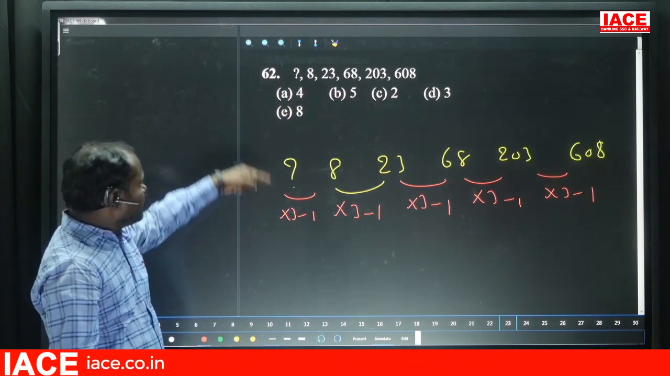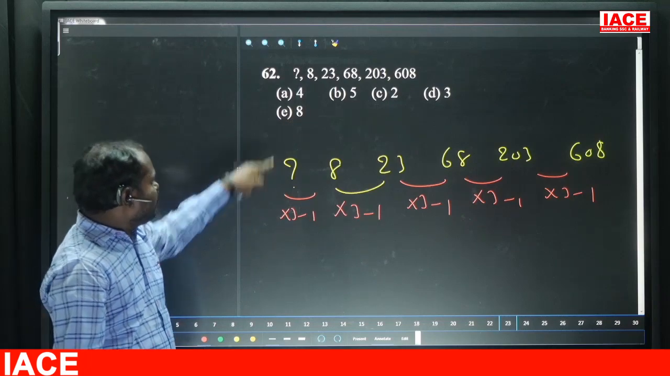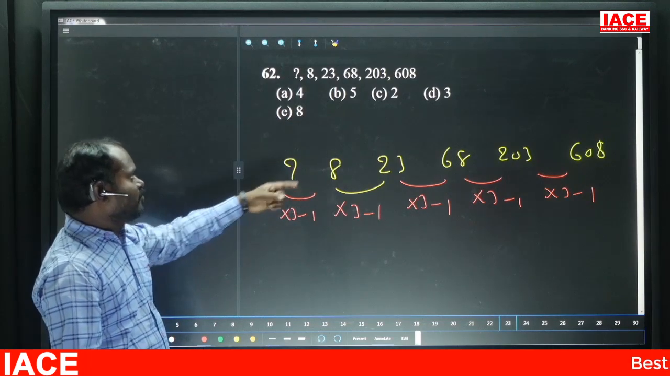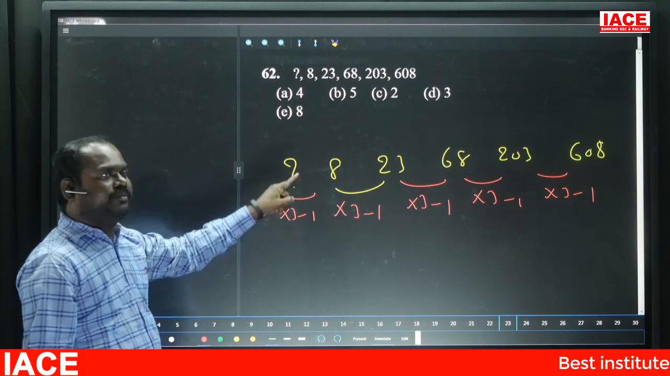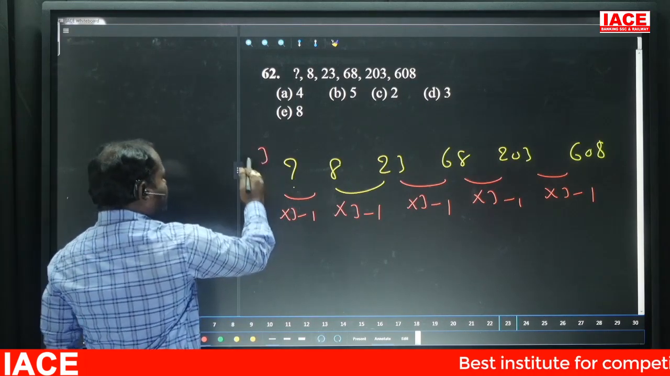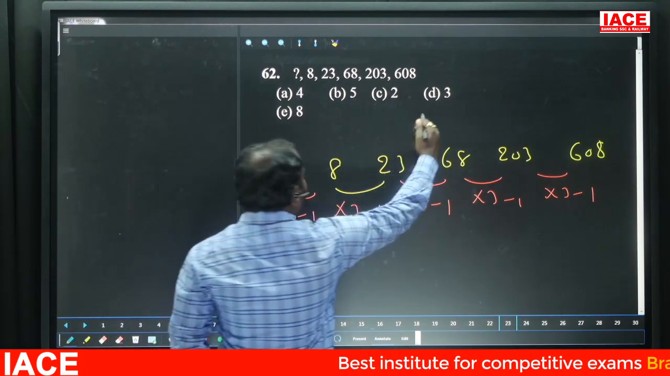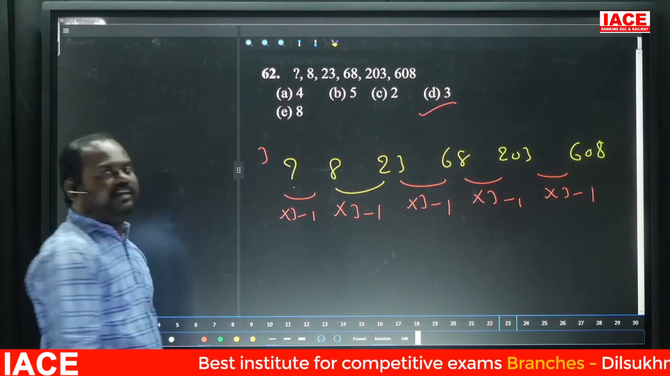If it is 4, 4 into 3 is 12, minus 1, not. 5, 15 minus 1, not. 2, 2 into 3 is 6, minus 1, not. 3, 3 into 3 is 9, minus 1 is 8. So 3 was satisfied. 3 into 3 is 9, minus 1 is 8. So option D. Option D. Next.